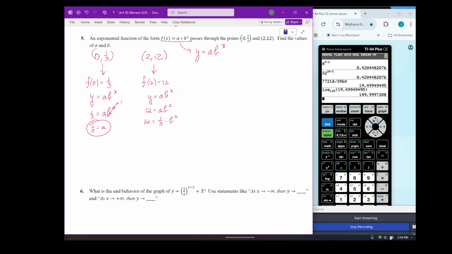So to get rid of that 1/3, we'll multiply both sides by 3. So we get 36 equals b squared. So b has to be plus or minus root 36, which is 6. And then remember, for exponential functions, b has to be positive. b has to be greater than 0. So b has to be 6. Okay.